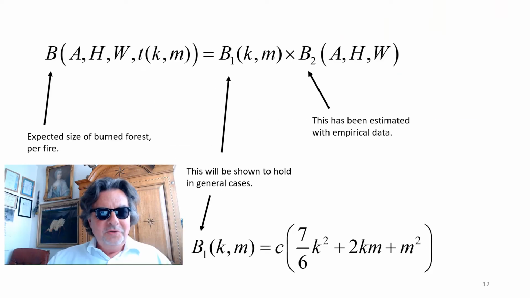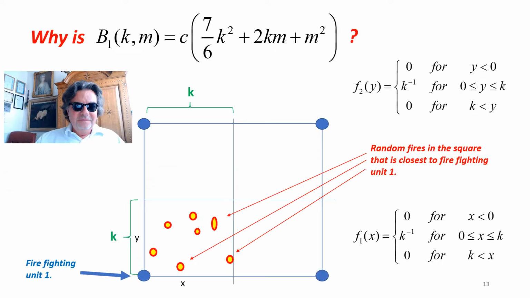The expected size of burned forest per fire can be seen as a product of two components, namely B1 and B2, where B1 is a function of k and m, and B2 is a function of a, h, and w. Now B1 can be expressed as a function which you see in the bottom, a quadratic function of k and m. The curious observer may wonder why B1 is this particular quadratic function of k and m. And now we look at that in some detail.